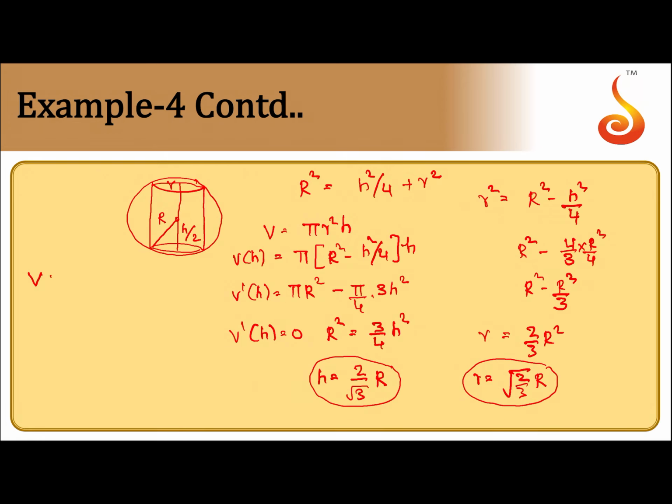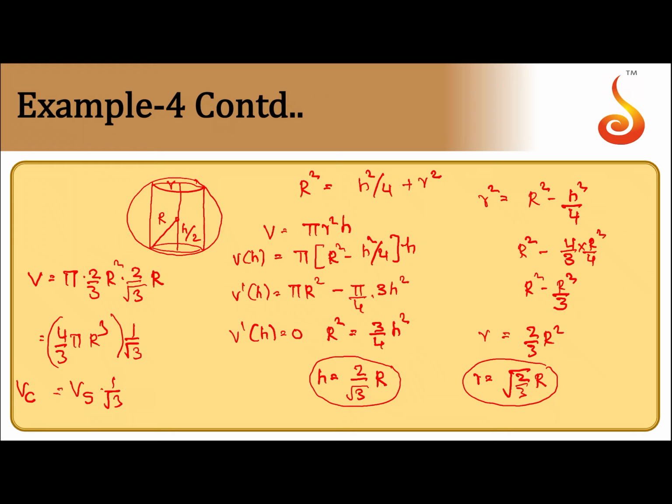So we substitute in the volume formula. V is equal to pi. R square will give you 2 by 3 capital R square, and the height will give you 2 by root 3 capital R. This can be written as 4 by 3 pi R cube into 1 by root 3. So this is nothing but volume of a sphere into 1 by root 3.